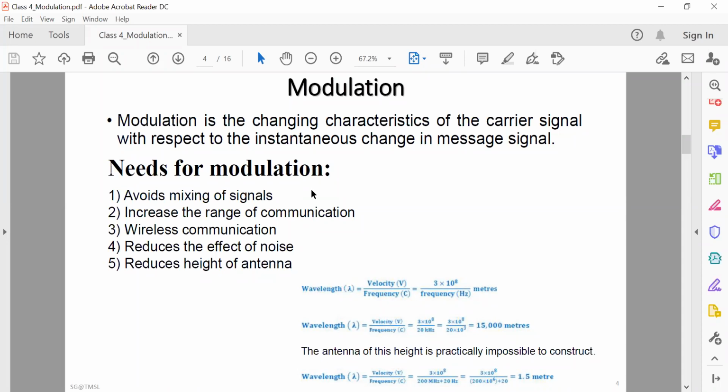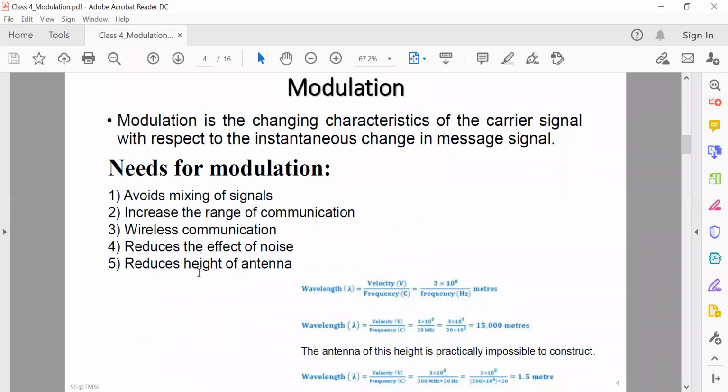And the last point, which is very important, is that it reduces the height of the antenna. When the transmission of a signal occurs over free space, the transmitting antenna radiates the signal out and the receiving antenna receives it. In order to effectively transmit and receive the signal, the antenna height should be approximately equal to the wavelength of the signal that is to be transmitted.